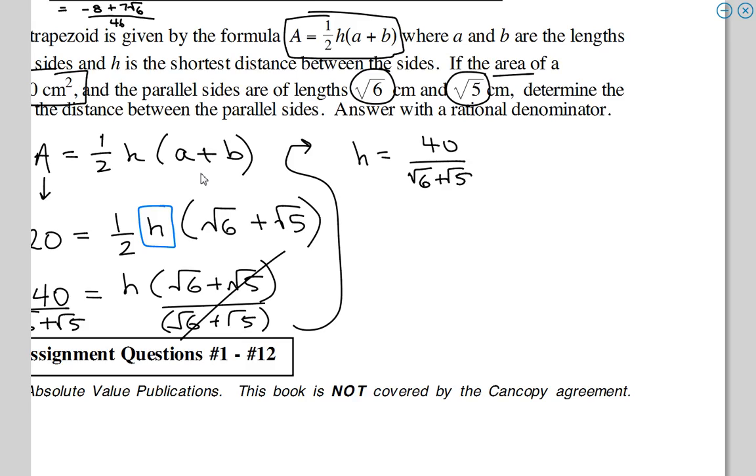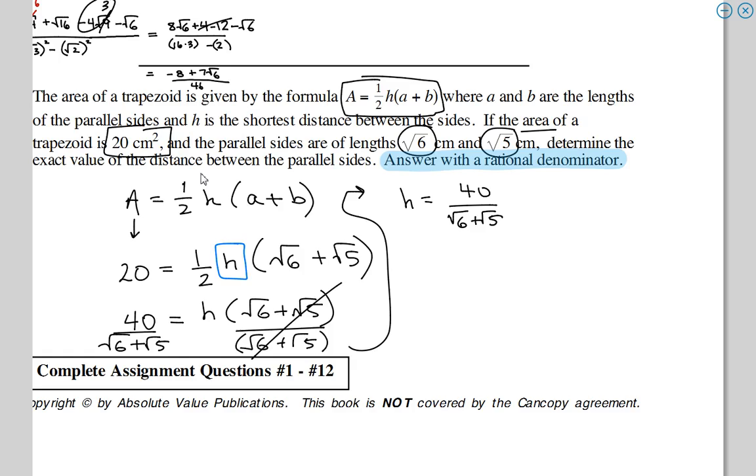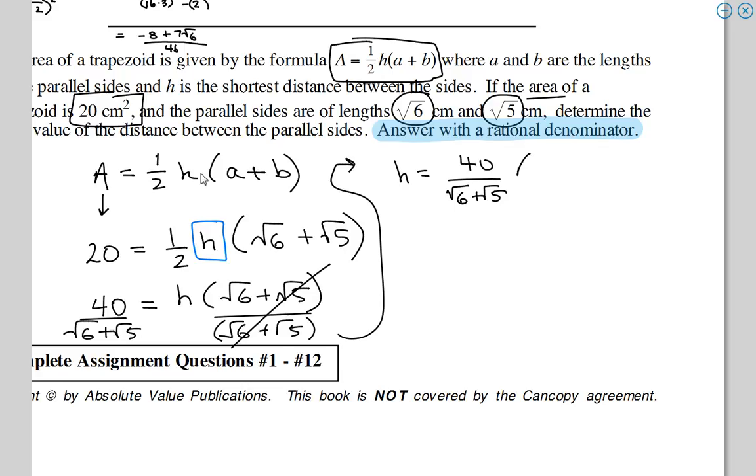And then, of course, we read the question. It says answer with rational denominator. Okay, times conjugate. Daoud's two steps ahead of us. So let's do this. I'm copying the bottom but switching the sign. It looks like the bottom is going to be superbly easy. What is it? 6 minus 5. So it's just going to be all over 1.